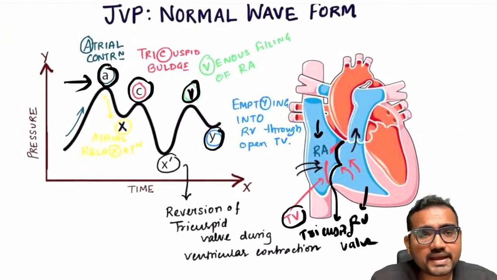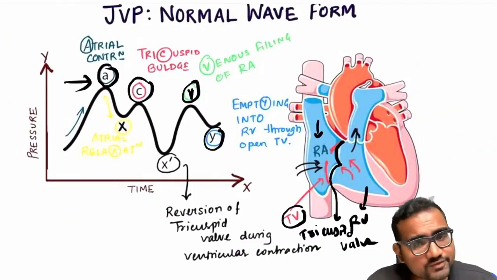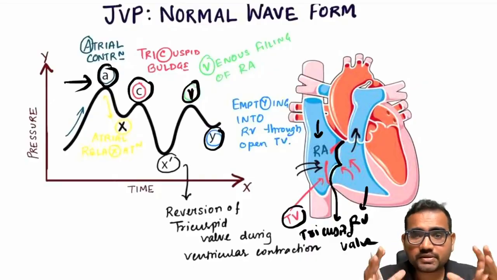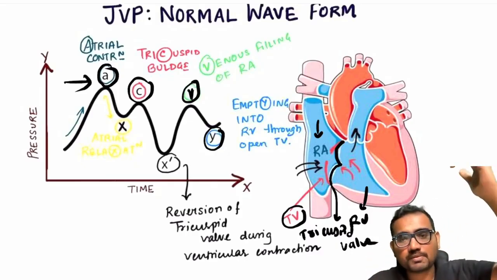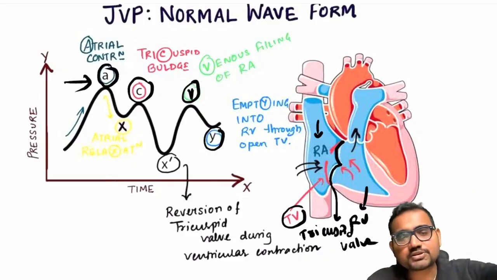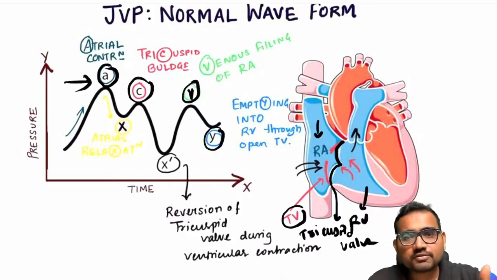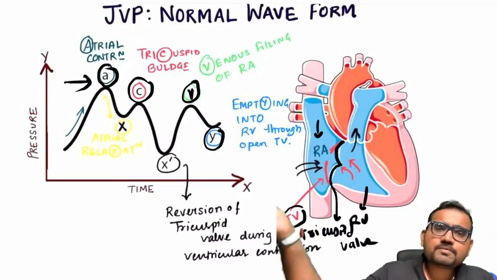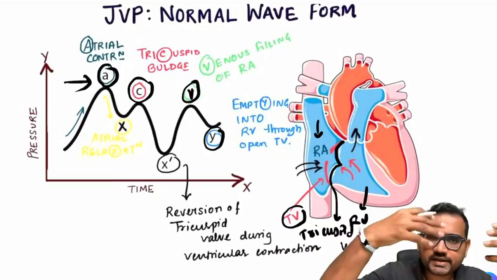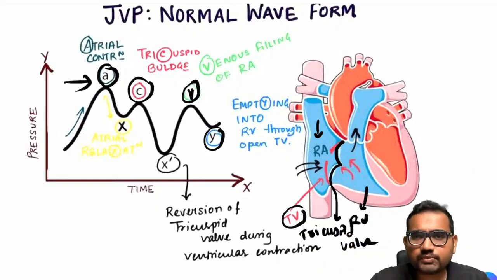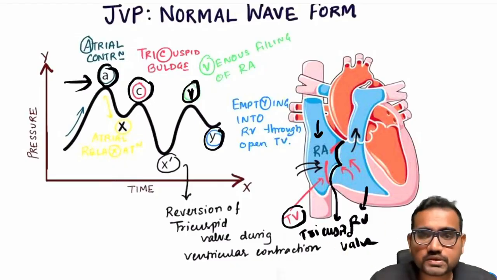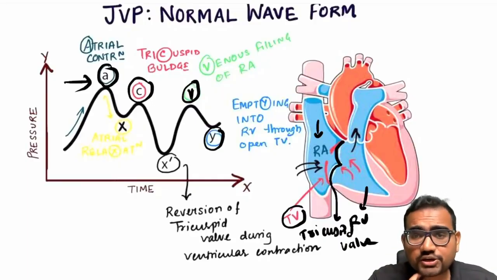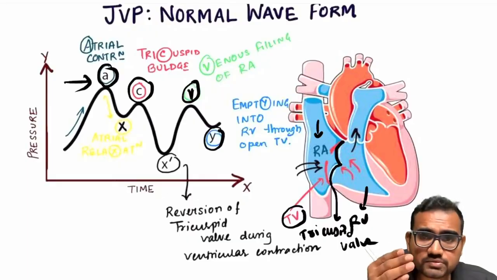So A, atrial contraction, which is followed by the X descent, the atrial relaxation. C, tricuspid bulge, the ventricle contracts, pressure pushes the valve upwards. Again, the atrium is still relaxing, X descent, which is followed by the ventricle pushing the blood outside through the semilunar valves. Meanwhile, the atrium fills with blood, venous filling takes place, it empties into the right ventricle through the tricuspid valve, and the cycle goes on. This is what is called the jugular venous pulse. So you can feel the pulse in the sternocleidomastoid muscle. Because there are no valves, you can feel the pulse here.